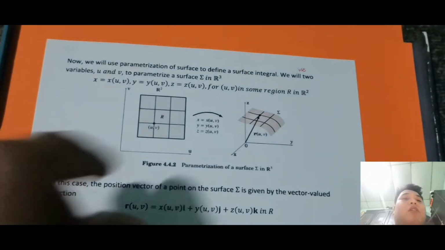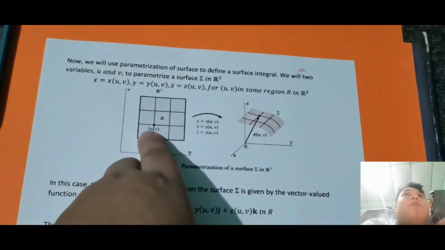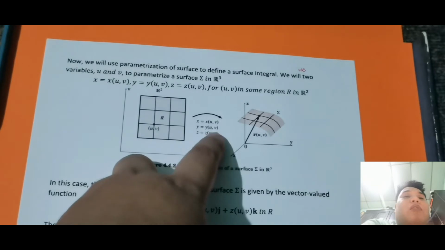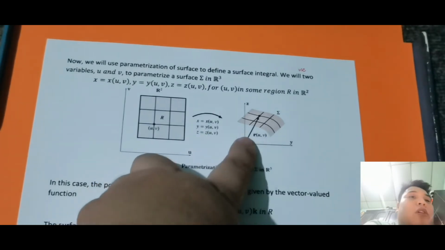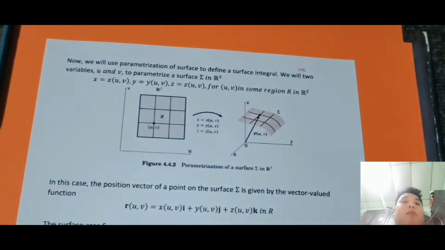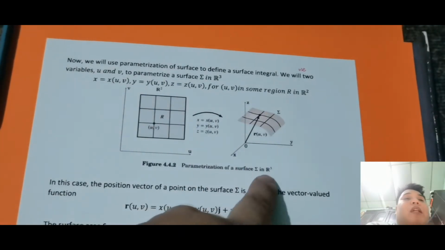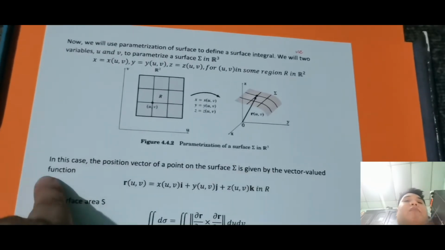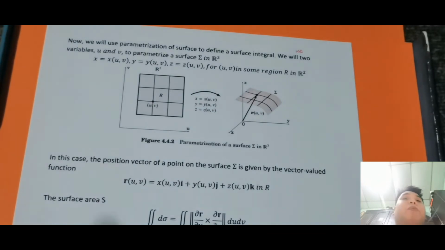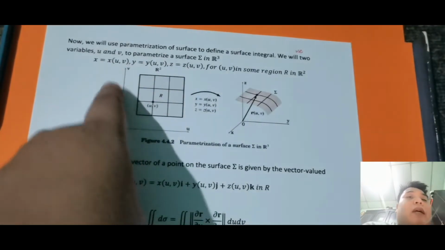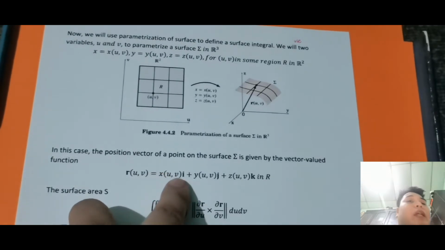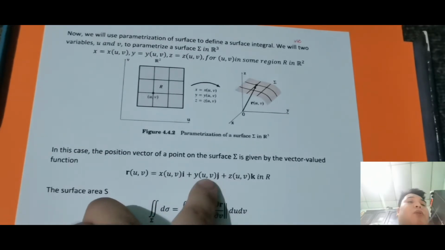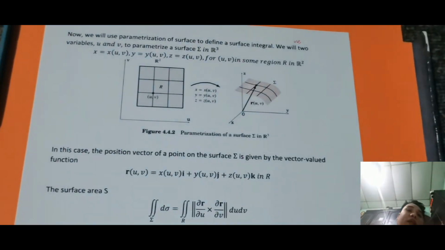So paano yung parameterization dito? Since in terms tayo ng u and b, in terms of u, b yung magiging parameterization natin. So that is simply x is equal to x of u, b, y is equal to y of u, b, and z is equal to z of u, b. Ito yung kanyang position vector. Ayun ang parameterization of a surface sigma in R3. In this case, the position vector of a point on the surface sigma is given by the vector valued function. Kanina r of t, ngayon r of u, b, kasi pinarameterize natin siya sa dalawang variable. So r of u, b is equal to x of u, b i plus y of u, b j plus z of u, b k. So this is in component form.